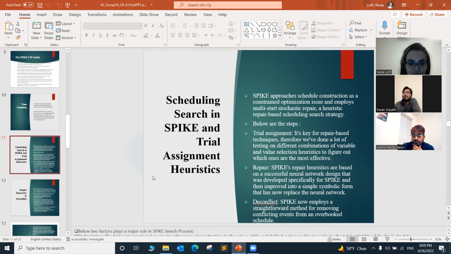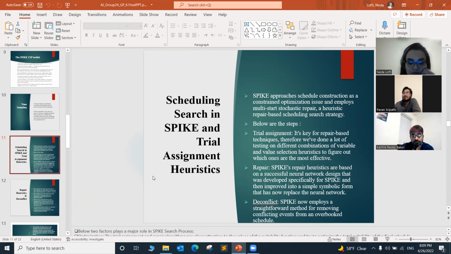And the next slide deals with the scheduling search in Spike as well as the trial assignment heuristic. So the Spike approach treats scheduler construction as a constraint optimization issue and employs multi-start stochastic repair, a heuristic repair based schedule search strategy. This scheduling search contains trial assignment, repair, as well as deconflict.